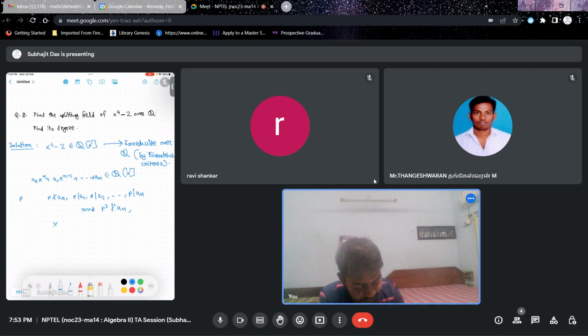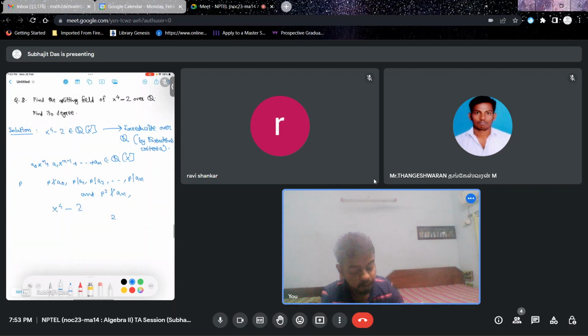Now here, if you take x to the power 4 minus 2, and you look at the prime 2, then 2 certainly doesn't divide the leading coefficient, which is 1. 2 divides 2, the only other coefficient present here, and moreover 2 square doesn't divide 2, or rather minus 2, I should say. So 2 square doesn't divide minus 2, but 2 divides minus 2, which basically means, by Eisenstein's criterion, that this polynomial is irreducible over Q.